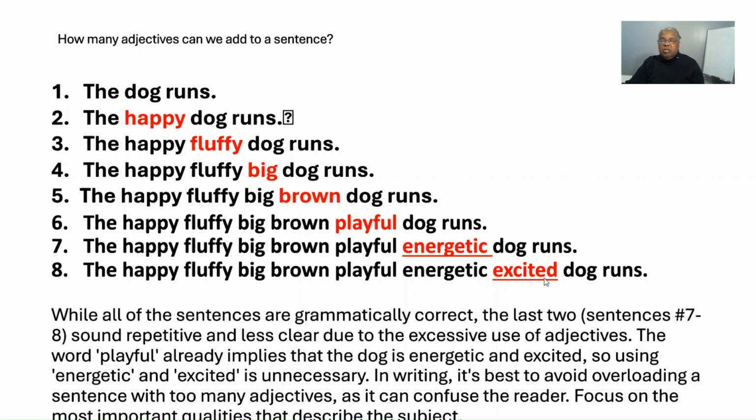In writing, it's best to avoid overloading a sentence with too many adjectives, as it can confuse the reader. Focus on the most important qualities that describe the subject. And in this case, playful describes the dog entirely. It lets you know that the dog is energetic and excited. So we can take away these additional adjectives and just stick with the sentence number 6 that gives us a lot of information about the dog.